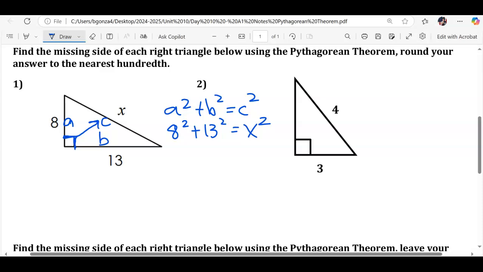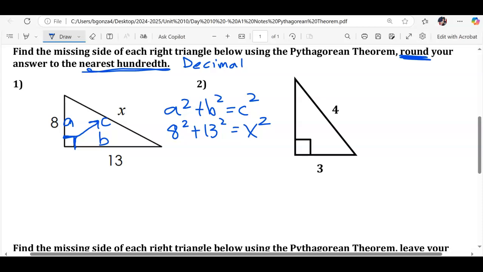Find the missing side of each right triangle below using the Pythagorean theorem. Round your answer to the nearest hundredth. What does that mean? Your answer is a decimal, okay? So when you see round, you're not going to do the factor tree like our warm-up. You're just going to use Desmos, okay? And here's what I mean.